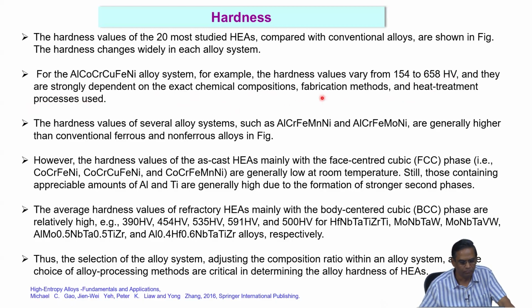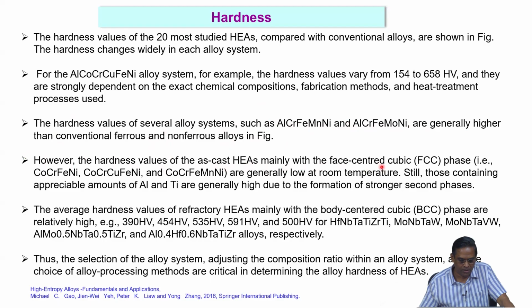Obviously, we all know that different fabrication methods are being used for producing high entropy alloys, and every processing method will have its own influence on producing a particular microstructure. Of course, it can be heat treated to any required hardness. For example, the hardness values of other systems like aluminum, chromium, iron, manganese, nickel, or aluminum, chromium, iron, moly, nickel are generally higher than the conventional ferrous and non-ferrous alloys. That's what we have seen in the figure.